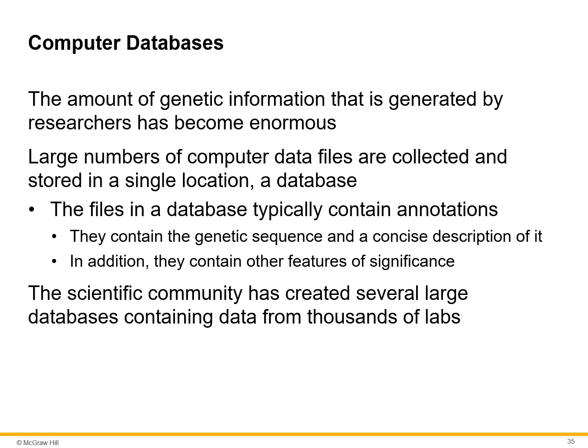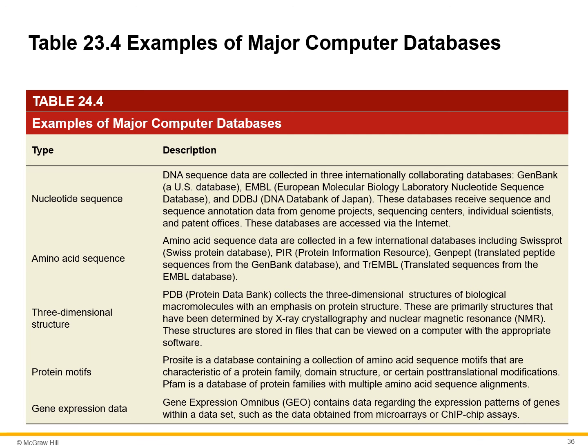So again, there are several big databases with all this data of genome sequences, start codons, all kinds of things within them. And there's ones of nucleotide sequences, amino acid sequences, protein motifs, gene expression. So these are all available for researchers to be able to analyze different proteins and DNA to try to look at different characteristics of potential genes.